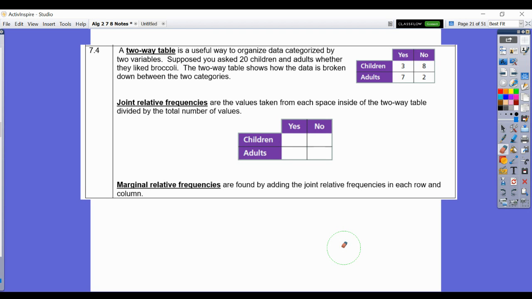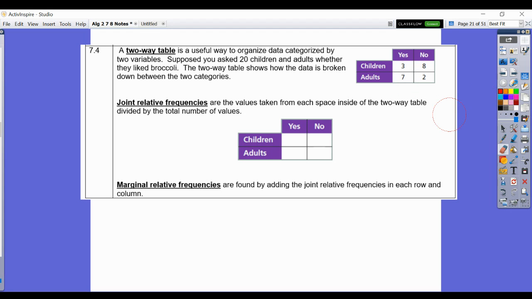You've seen a bunch of these, I'm sure, in your past, but basically, if we asked 20 children and adults whether they like broccoli, not sure that's going to be accurately represented here, but this is the results they got. The two-way table shows how the data is broken down between the two categories. So according to this, 3 children said yes, 8 said no, 7 adults said yes. I'm not sure that that's accurate.